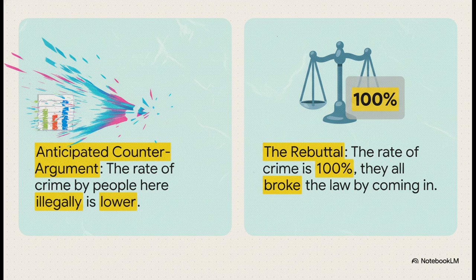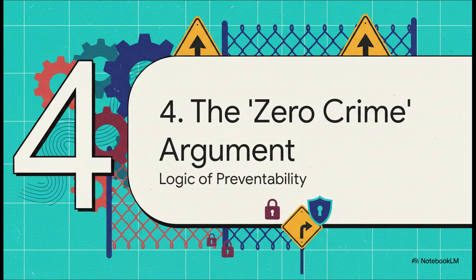Now this is a classic and very smart rhetorical move. The speaker knows what the counter-argument is probably going to be, the one about crime rate statistics. So they get out ahead of it. They do that by changing the definition of crime altogether. The rebuttal says the crime rate is 100% because the very act of crossing the border illegally is the crime. Okay, so if you reframe the very act of being in the country as a crime, that leads you to the next logical step in the argument, and maybe the most powerful piece of it all, the idea that any other crime that follows is totally preventable.